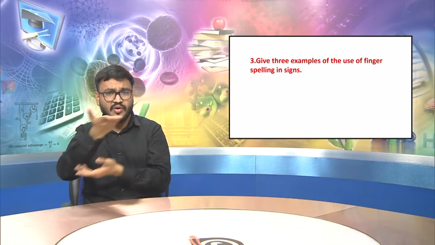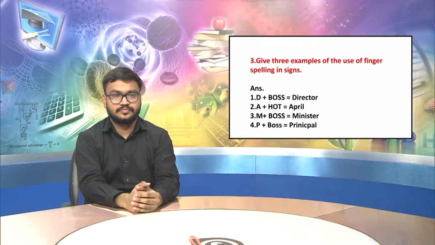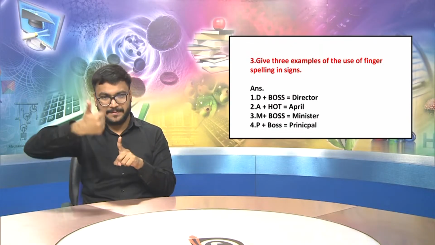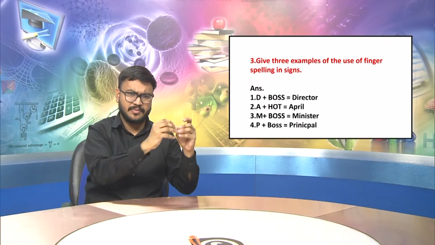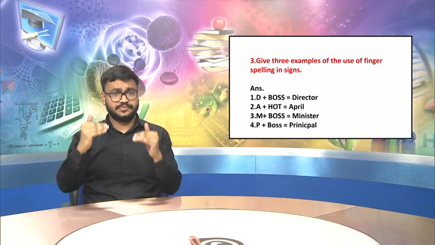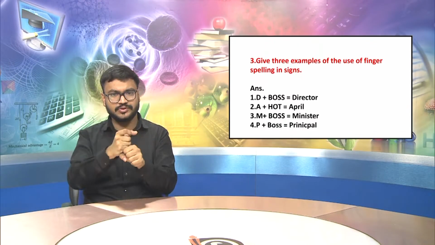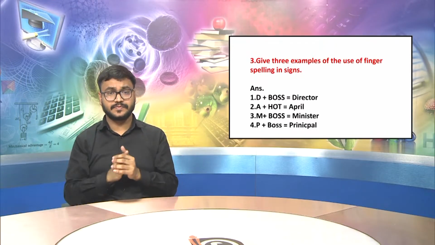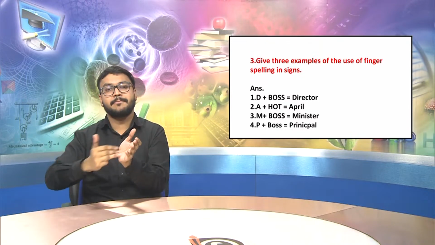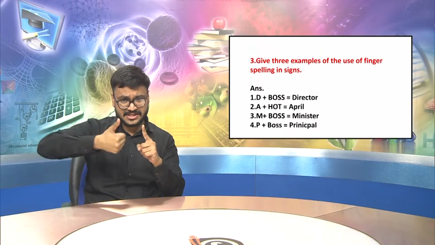Give examples of the use of finger spelling in signs. And the answer is: first one is director, second is April, third is minister, and fourth is principal.